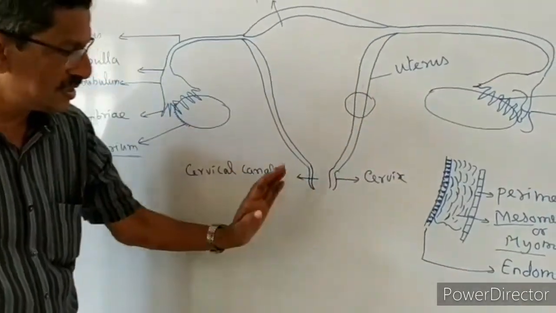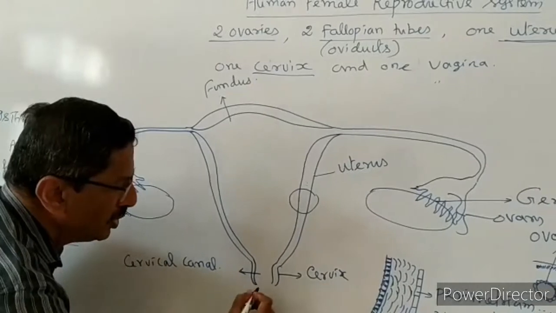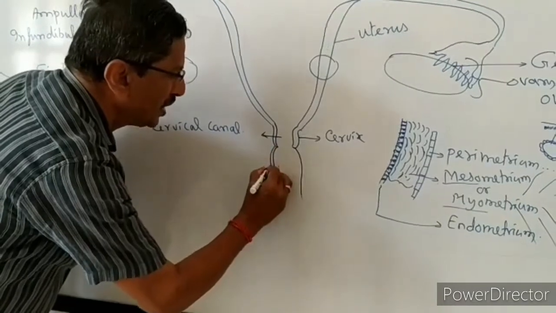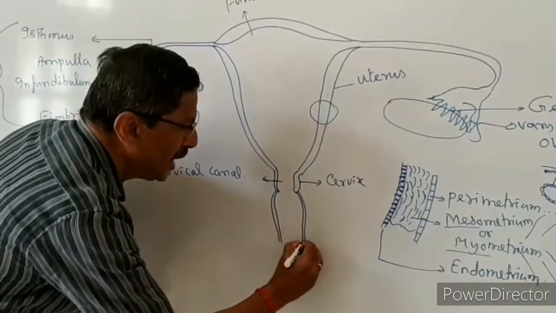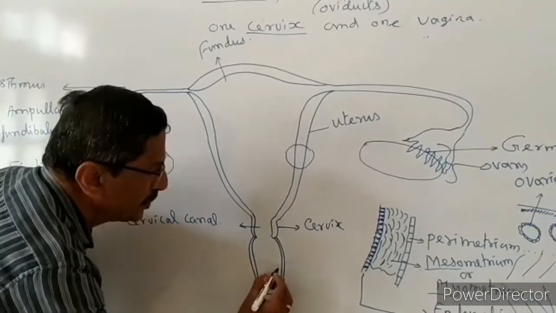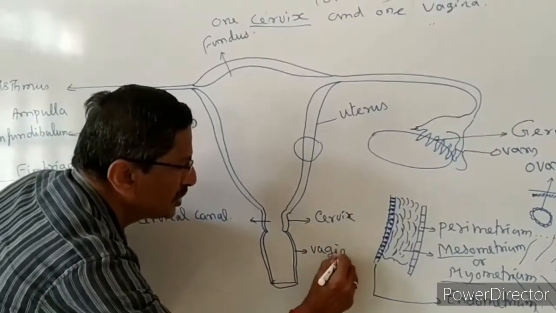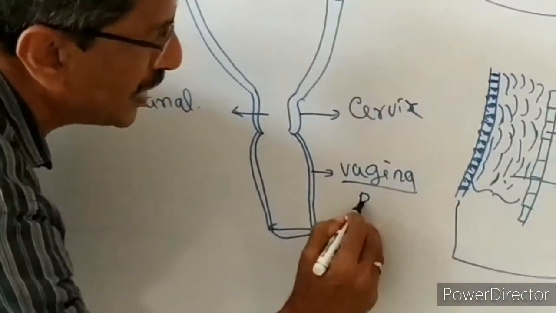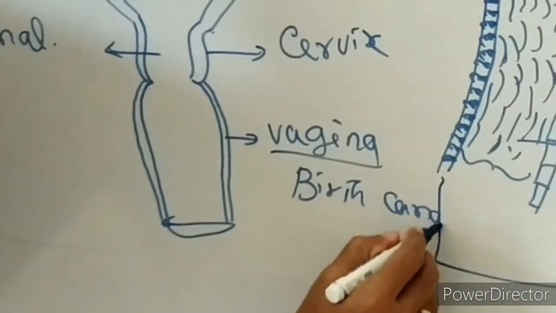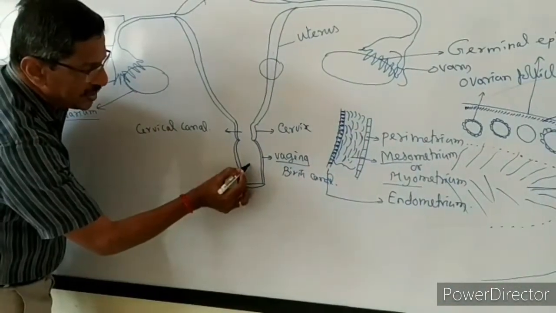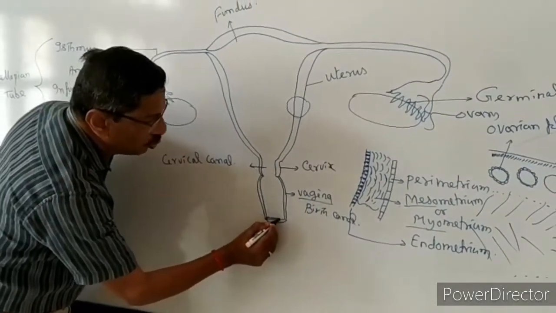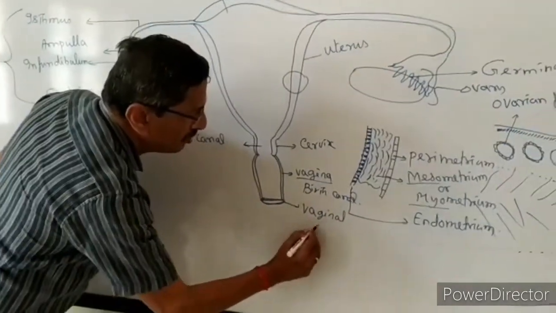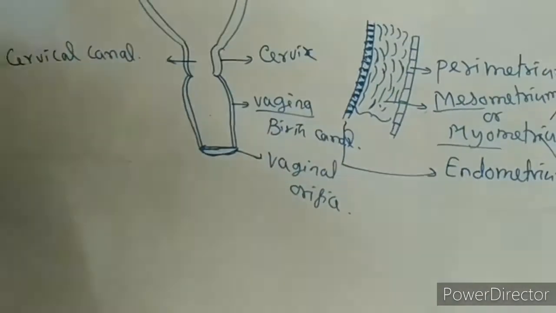Now what are the functions of all these things? We will study. The cervical canal leads into a thick and short tube. The wall is very thick and it is a short tube. This narrow short tube is called the vagina. The vagina, the muscular short tube, is also called the birth canal. Now the birth canal, the vagina, opens to the exterior through a wide opening. This opening is called the vaginal orifice.